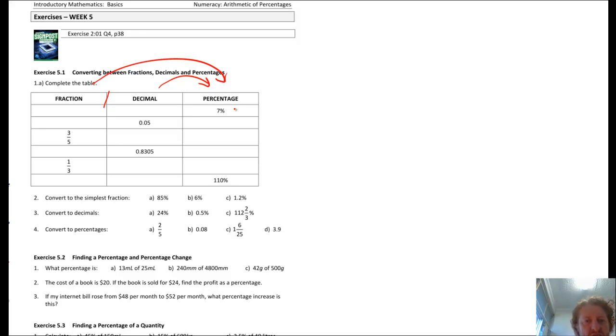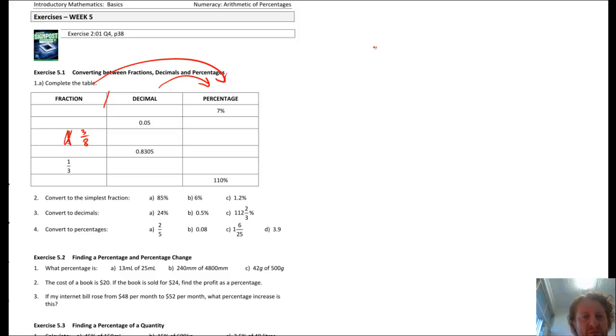So should I grab one? No, I'll make up an extra one. Say in this table, I'll just replace this with something else so we can play with it. Say it was, what should I go for? 5th, 6th, 7th, 8th. Say I had 3 8ths. Okay, that's good enough to play with. And they said, convert that fraction to a decimal and a percentage.